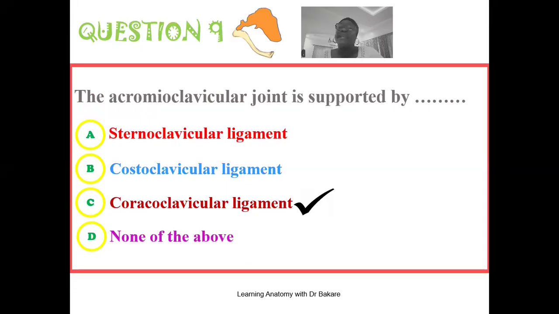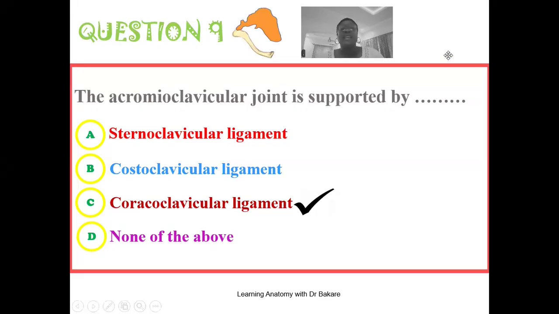These two ligaments, the conoid ligament and also the trapezoid ligament, is what unites or come together to form the coracoclavicular ligament. And at this point, it is seen to be providing support for the acromioclavicular joint. Hence, this is the correct option.